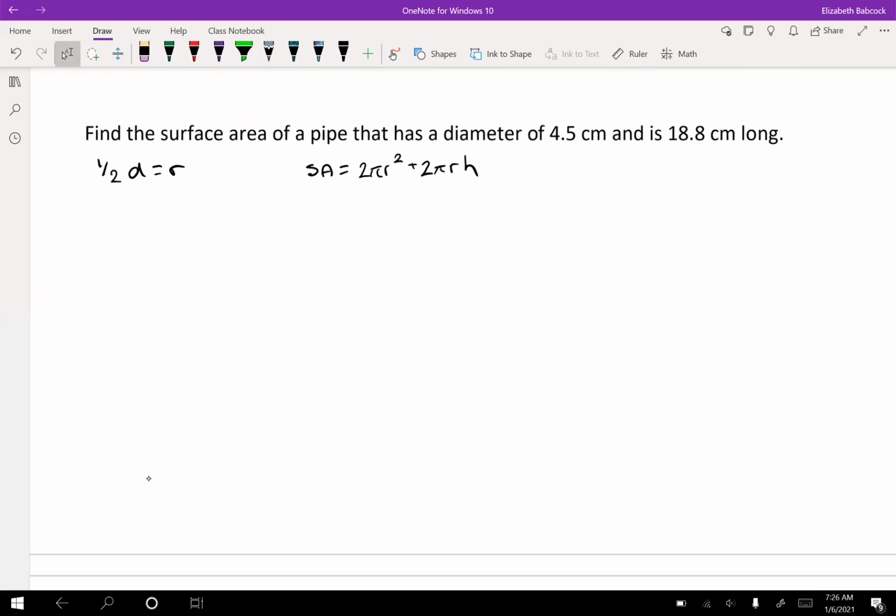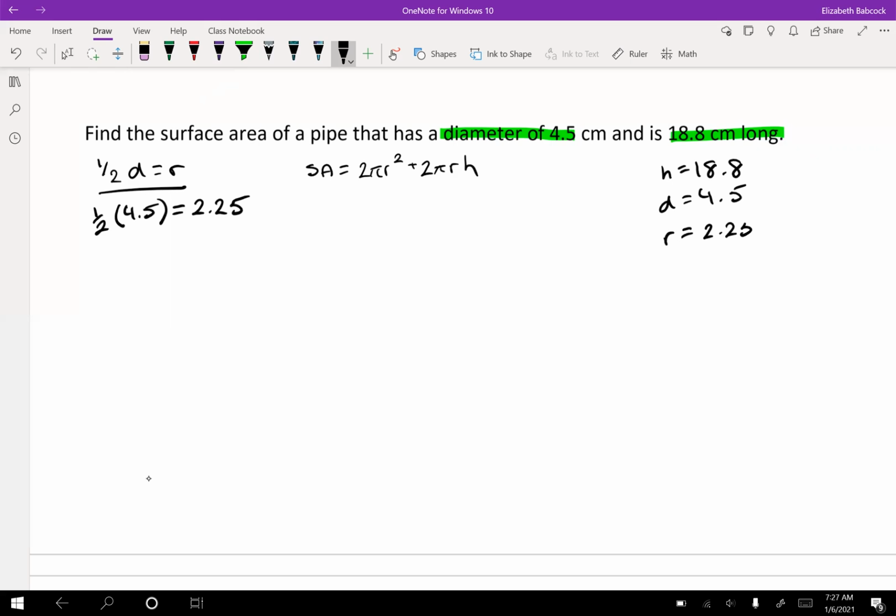Then we have find the surface area of a pipe that has a diameter of 4.5 centimeters. So now we have diameter and it is 18.8 long. So we know h is 18.8, but we have diameter. When we have diameter, we need to divide it by 2 to find our radius. So that's the formula that I have over here. So we will do 1/2 times 4.5, which gets us 2.25. And then now we can do our calculations because now we have a radius of 2.25.